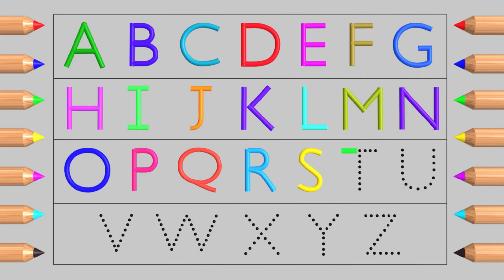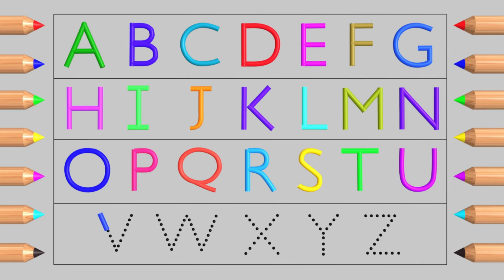T. This is uppercase T. One long line down, one line across the top. U. This is uppercase U. A big curve at the bottom with two straight sides.